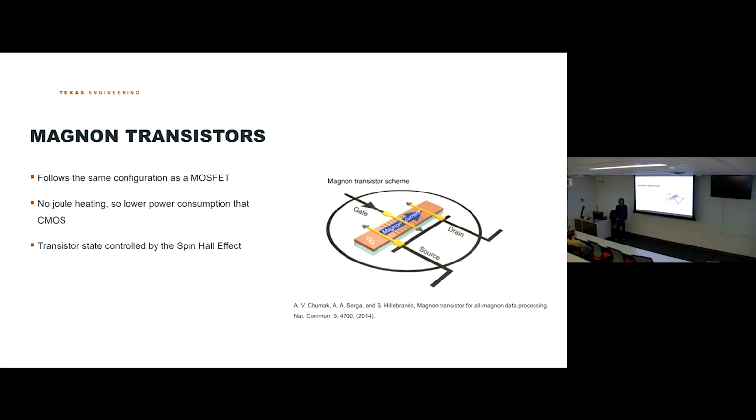Then also magnon transistors were developed. These follow the same configuration as a MOSFET with a gate, source, and drain. And these are very useful because magnons don't have Joule heating, so they're much less power hungry than traditional CMOS. The way this is done is that the state of the transistor is controlled by a current through the gate, which through the spin Hall effect can control whether the magnons are allowed to propagate or not along the length of the transistor.